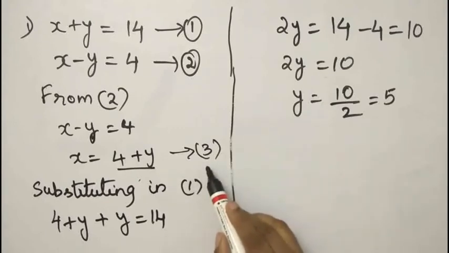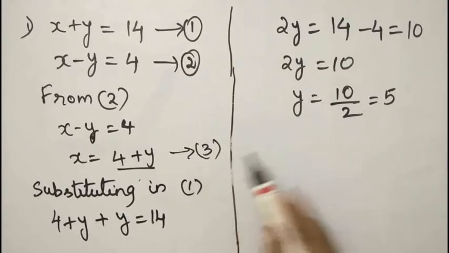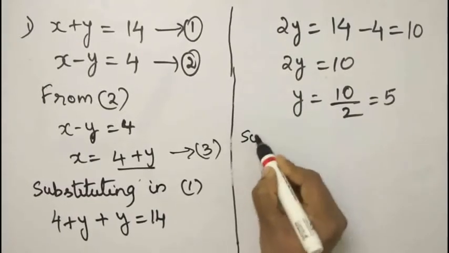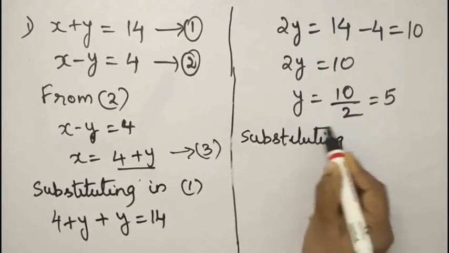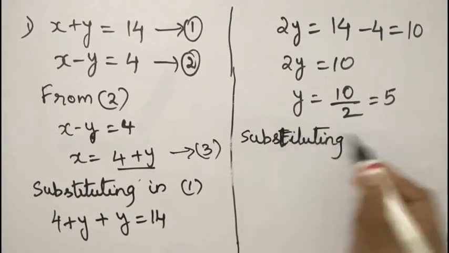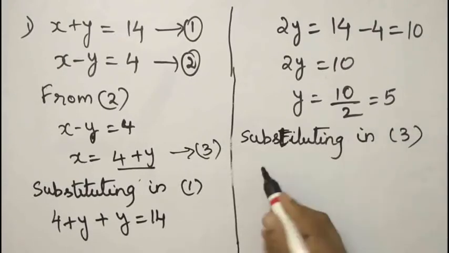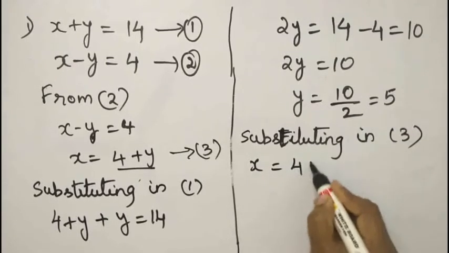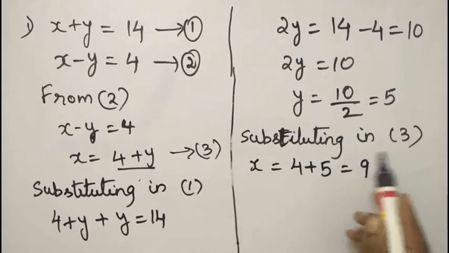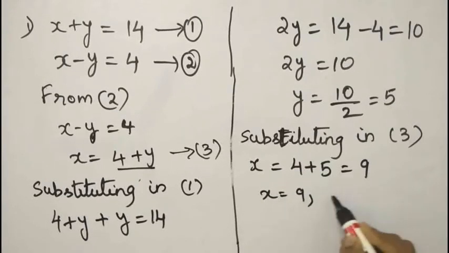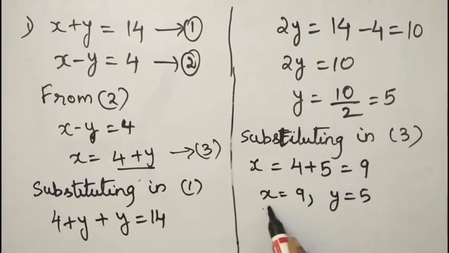Now substitute in equation 3, which we took as 3. Substituting in 3, you will get x is equal to 4 plus 5 equal to 9. So we got the value of x as 9 and y as 5. As these are intersecting lines, you have to get the value of x as well as the value of y. So we have done the problem.